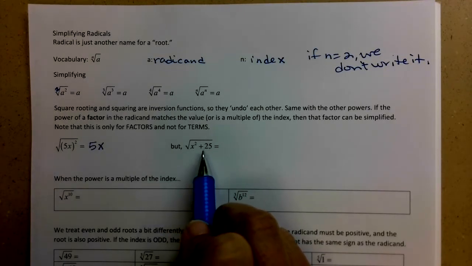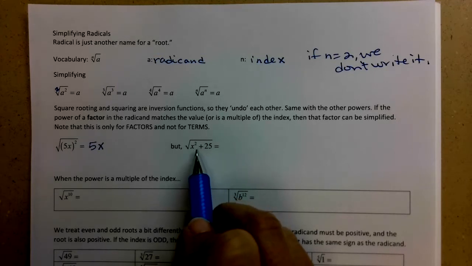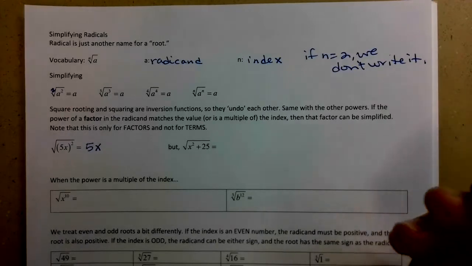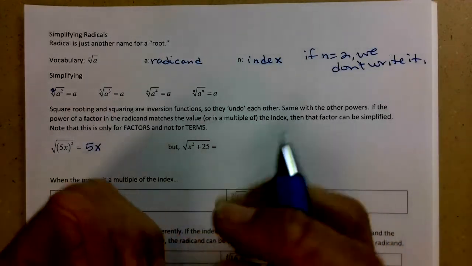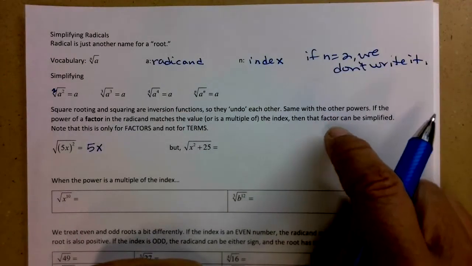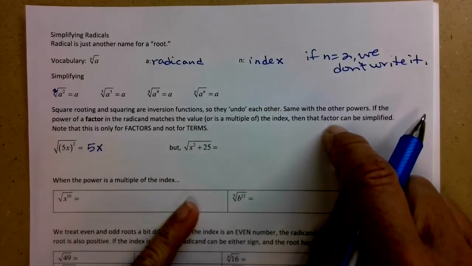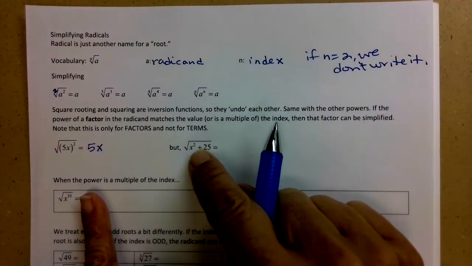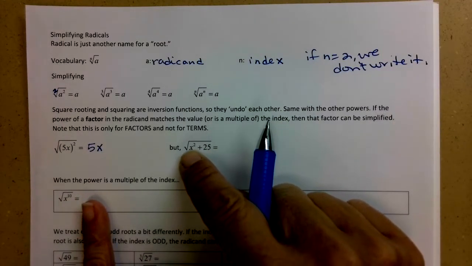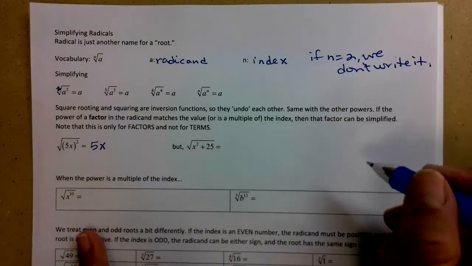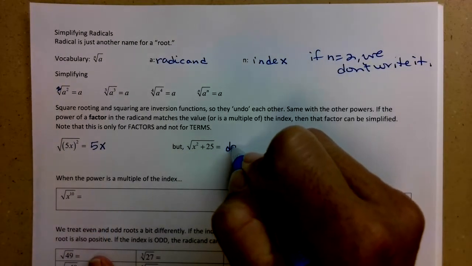But if we look at the square root of x squared plus 25, I don't have any factors in there. I can't factor that to be anything squared. In order for it to simplify, I have to have just one thing that's squared or raised to the appropriate power. So here I have an x squared, that's nice, but it's also plus this 25. This x squared is a term and this 25 is a second term. So this does not simplify.